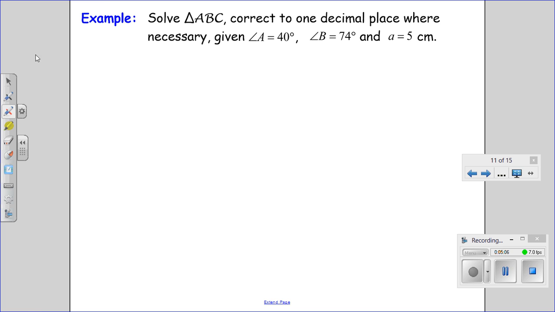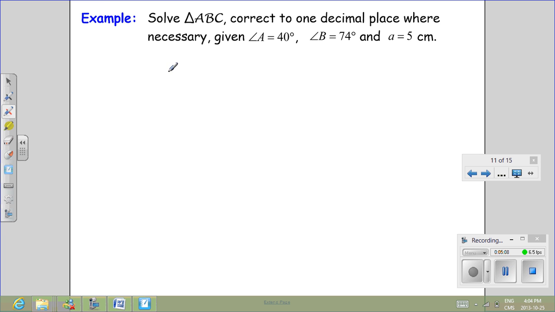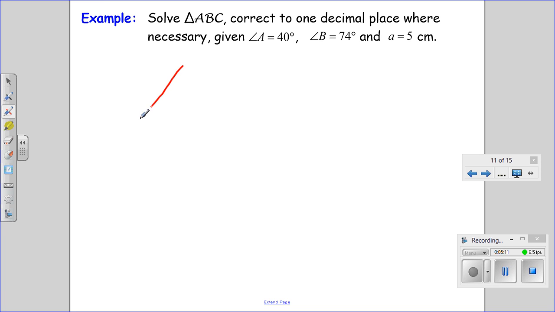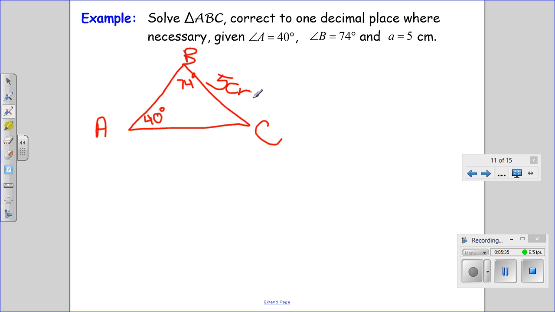So if we want to solve triangle ABC, correct to one decimal place, if angle A is 40 degrees, angle B is 74 degrees, and side A is 5 centimeters, I need to start by drawing a diagram. I've got angle A, angle B, and angle C. Angle A is 40 degrees, B is 74 degrees, and side A, which is opposite angle A, is 5 centimeters. It said solve, so I'm looking for all of the missing pieces of the puzzle.